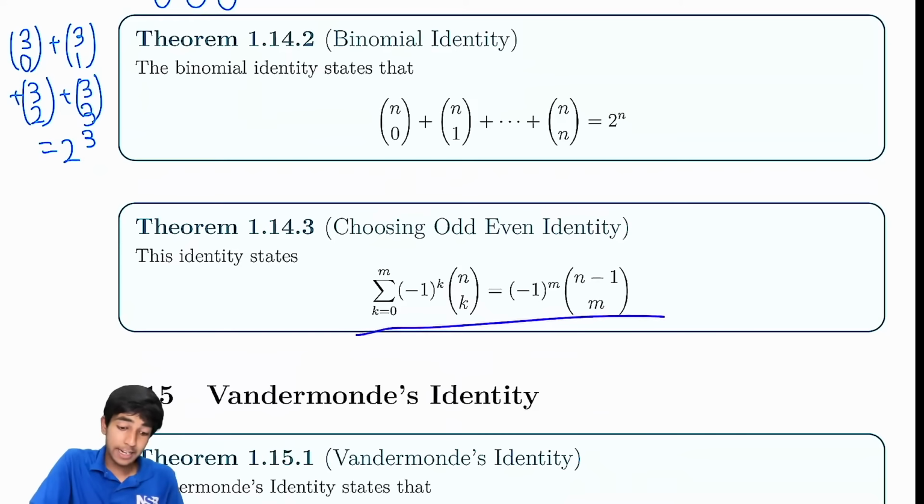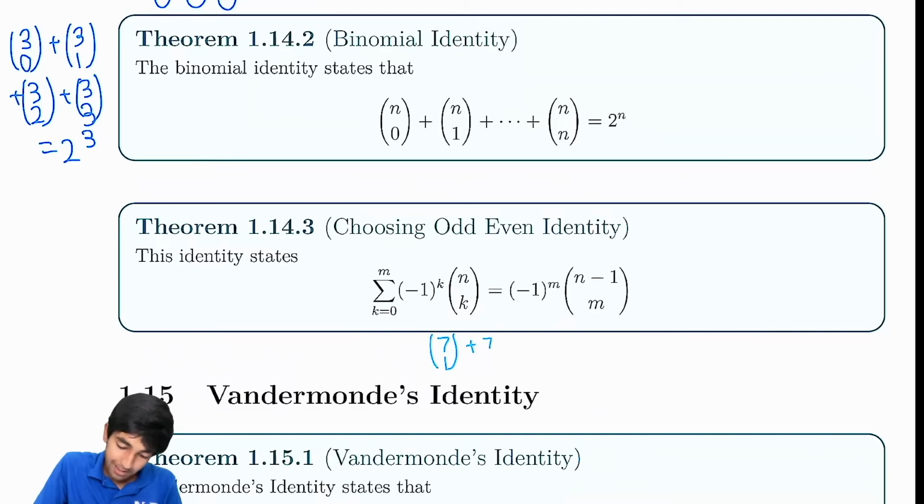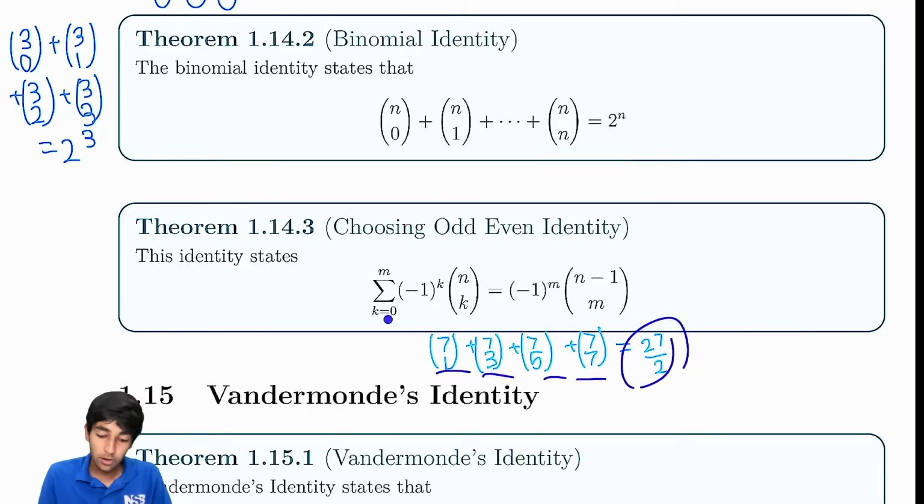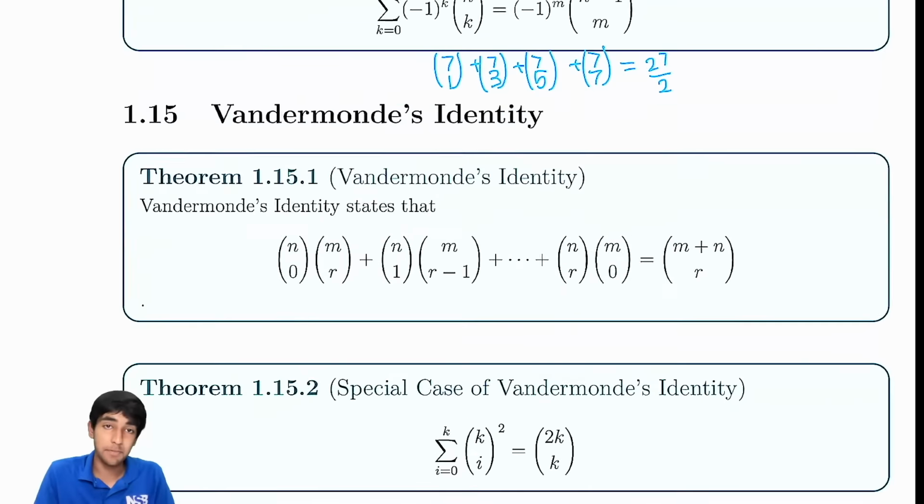Now there's an odd even identity, which is super useful. Let's say you're trying to find 7 choose 1 plus 7 choose 3 plus 7 choose 5 plus 7 choose 7. This is just 2 to the 7 divided by 2. So imagine if this was 7 choose 0 plus 7 choose 1, everything all the way till 7 choose 7. That would just be 2 to the 7. But because we have odds, we just divide by 2.